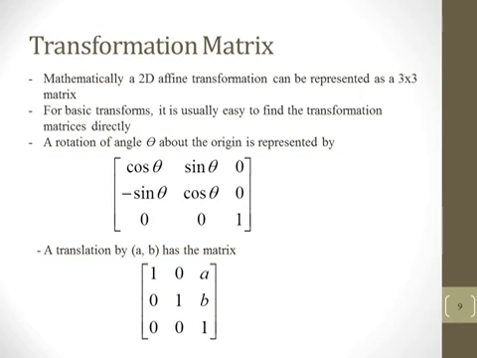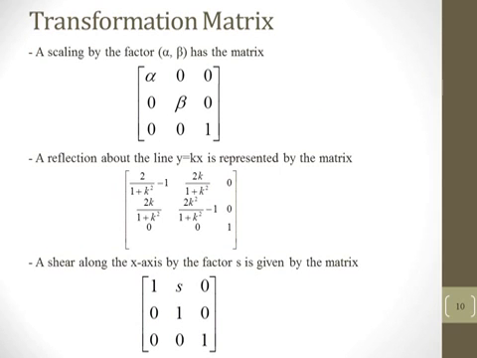Here we see a translation by a and b, a along the x direction, and b the translation along the y direction. The matrix is 1 0 a; 0 1 b, and like the previous, the third row is 0 0 1. Now the scaling by factors alpha and beta has the matrix alpha 0 0; 0 beta 0; 0 0 1, with alpha along x and beta along y.